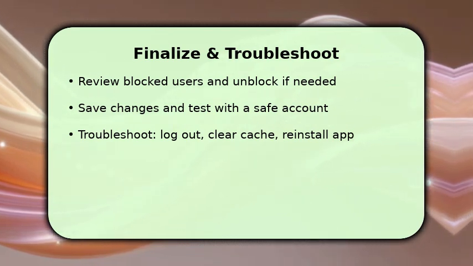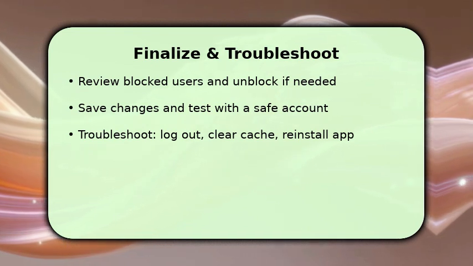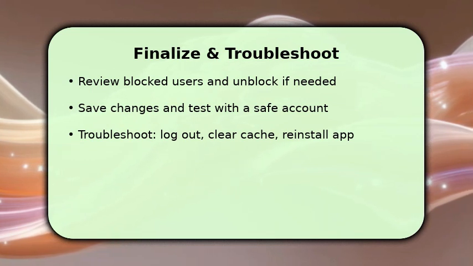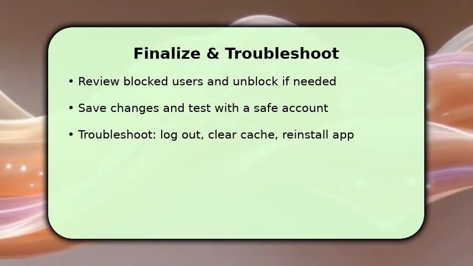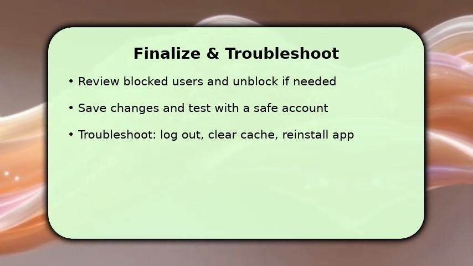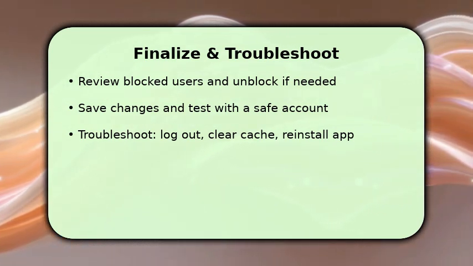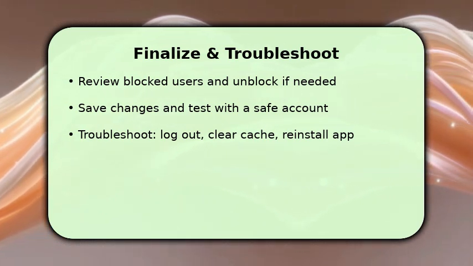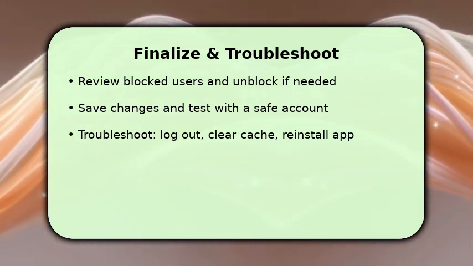Once done, test settings using a secondary or trusted account to confirm message routing and visibility behave as expected. If something breaks or settings don't stick, try logging out and back in, clearing the app cache, or reinstalling the app. These steps resolve most sync issues. If problems persist, verify account recovery and two-factor settings before contacting support.